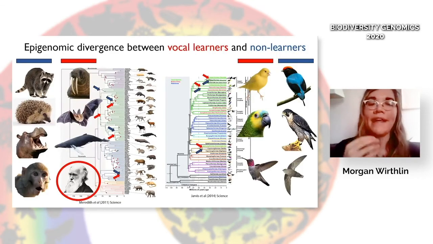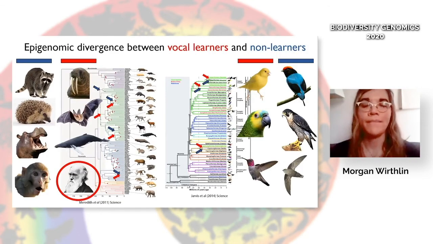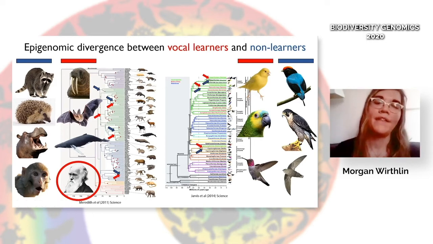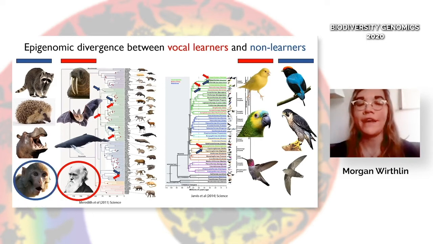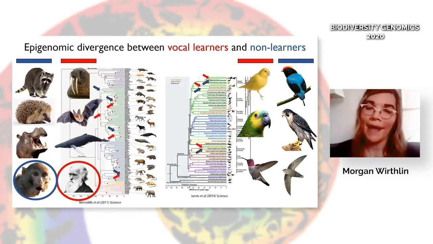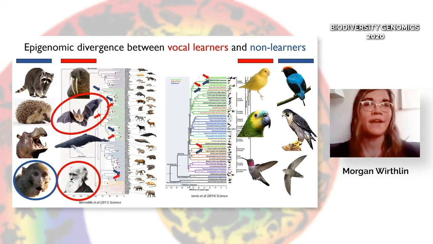So in order to understand the evolution of vocal learning, we sought both to compare vocal learners like our friend Charles Darwin here with their non-learning vocal learning outgroups, non-human primates. But in order to harness that power of convergent evolution that we discussed earlier, we also sought to compare humans with vocal learning bats.